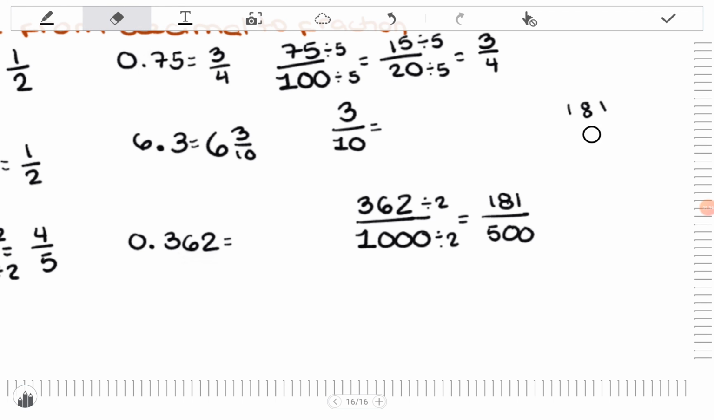Can I find another number that can divide numerator and denominator? Let's see. This is not divisible by 2, not divisible by 3, by 4, by 7. Okay, I guess we finished. This number is not going to be simplified anymore because we cannot find any number on top and at the bottom. So this fraction is going to be 181 over 500.